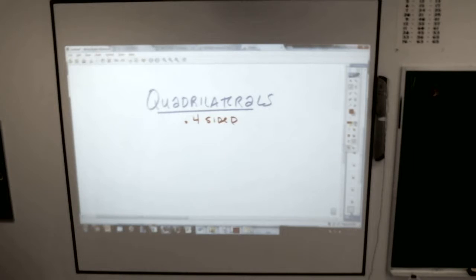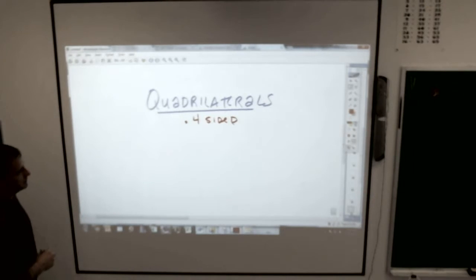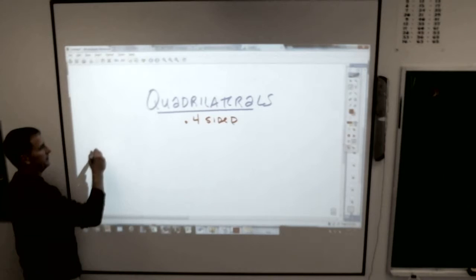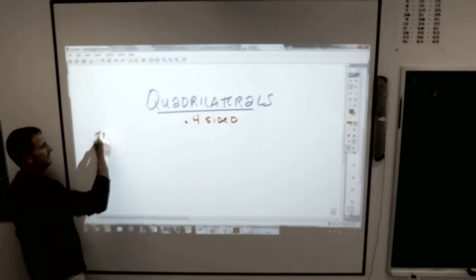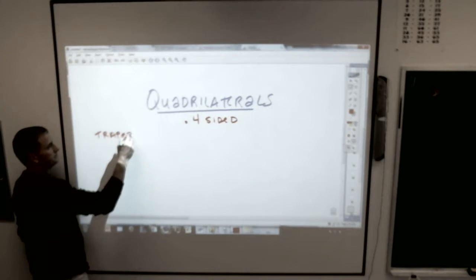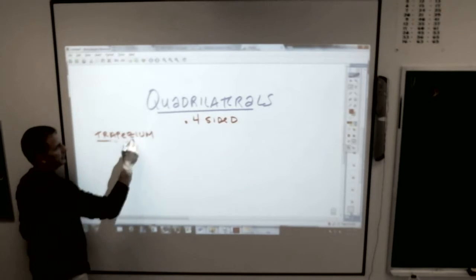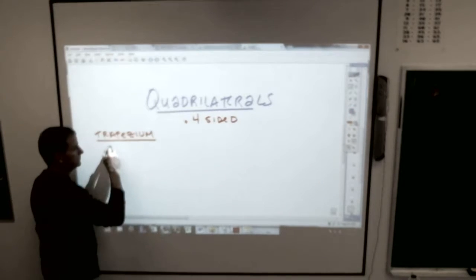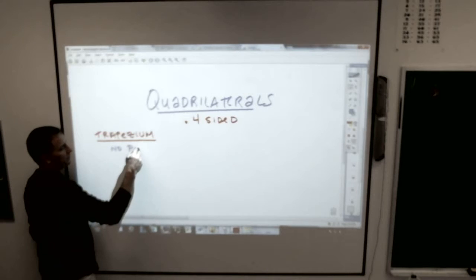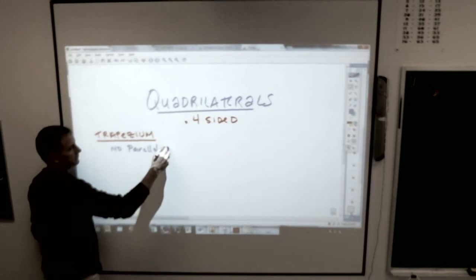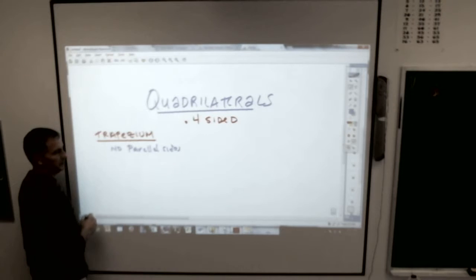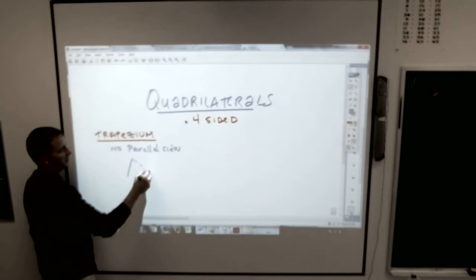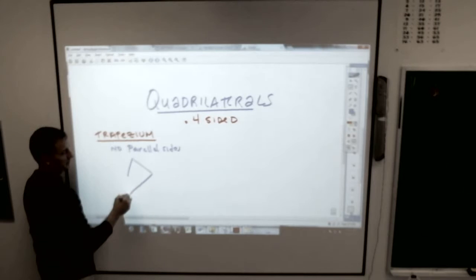I suppose the first one we probably have to just make sure we know is, well, let's write this one down. On the outside of this is what's called a trapezium. A trapezium has no parallel sides. I don't know if you'll ever be asked this question, but that would be a four-sided shape where nothing is parallel.